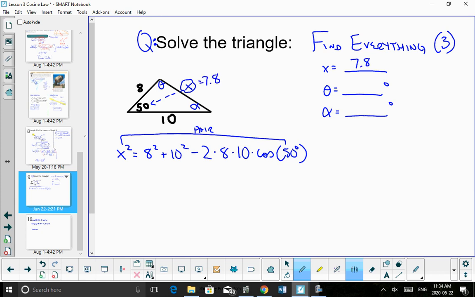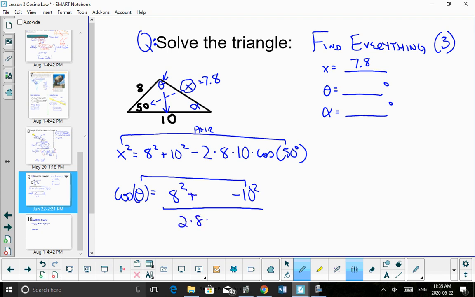Now at this point, you can choose a couple different approaches. You can stay with cosine law and find theta next. So cos theta equals, and again, put the matching pair on the end. What matches theta? 10. And then the other 2 sides go in the middle, 8 and 7.8. So that's option 1.